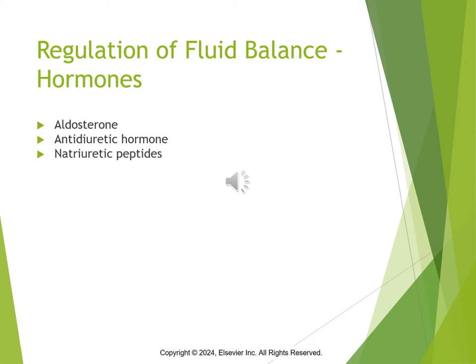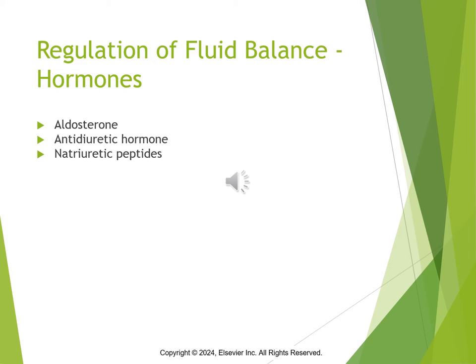Now we're going to talk about the regulation of fluid balance via the assistance of hormones. Hormones we're going to focus on here are aldosterone, our antidiuretic hormone, also termed ADH, and our natriuretic peptide, or NP. So let's talk about blood pressure. If you have a low blood pressure, your kidneys are usually going to say, I can help with that, okay? And they're going to release a hormone called aldosterone to help increase blood pressure.